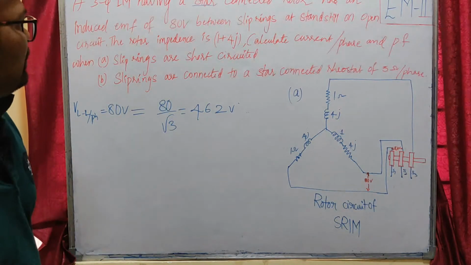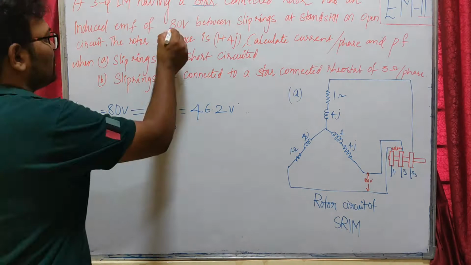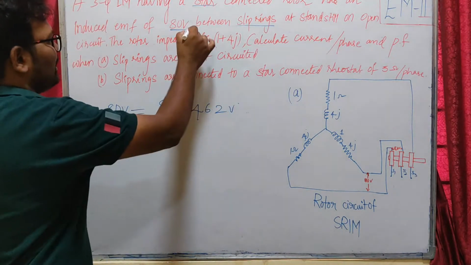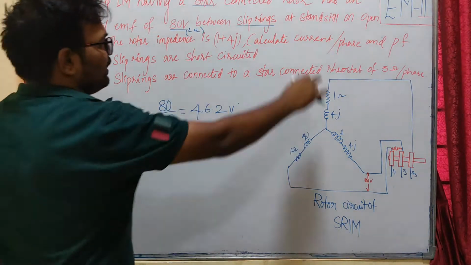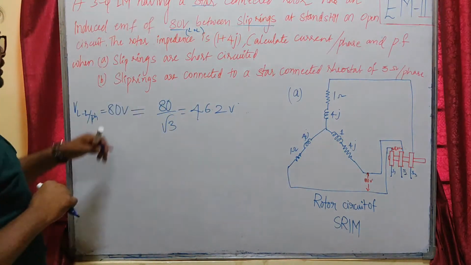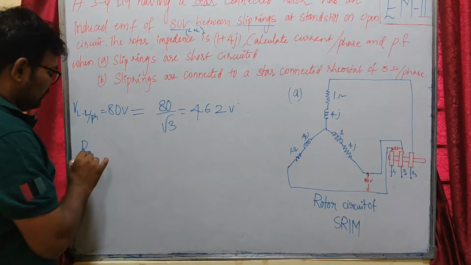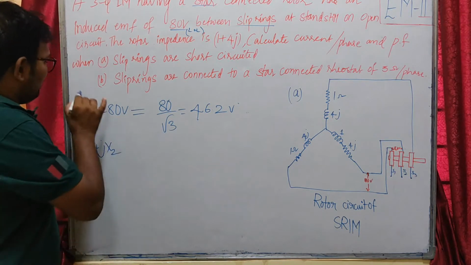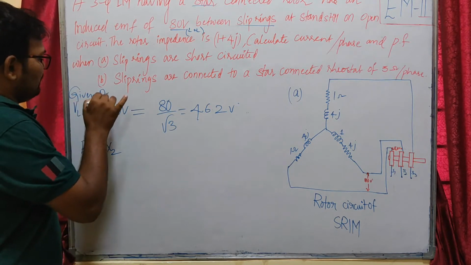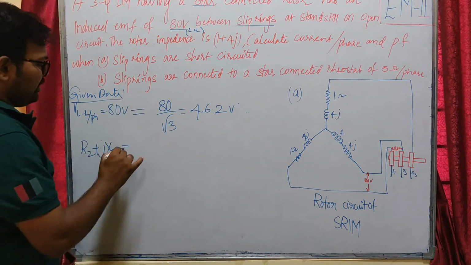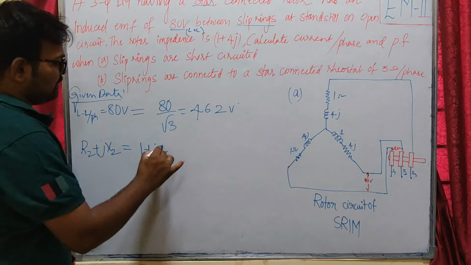This is my 80 volts between the slip rings, the line to line voltage, and it stands still on open circuit condition. The rotor impedance is 1 plus 4j. That means the rotor impedance R2 plus jX2 is 1 plus j4. This is my given data.